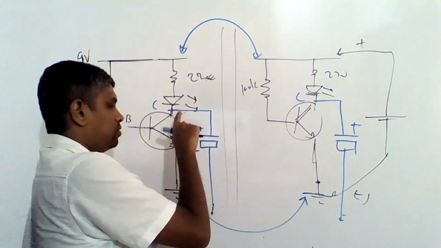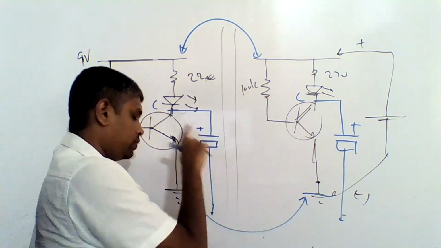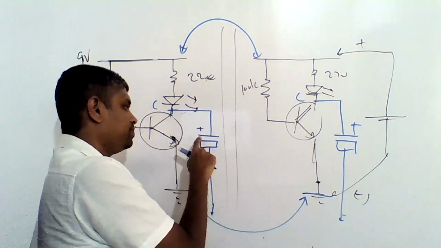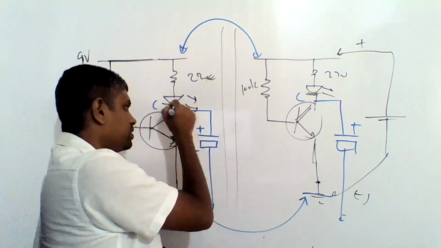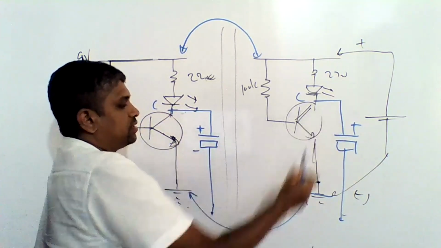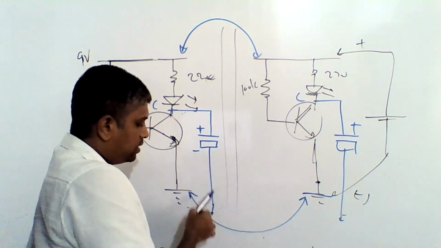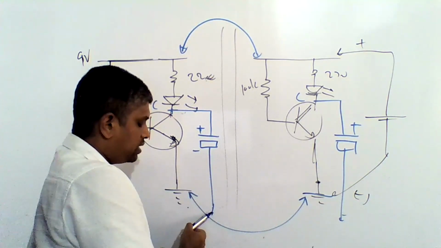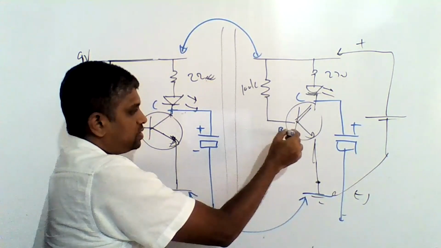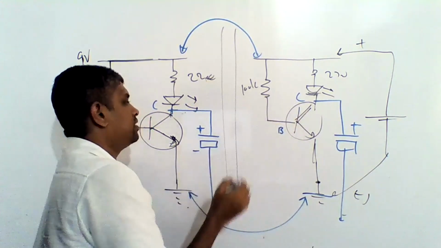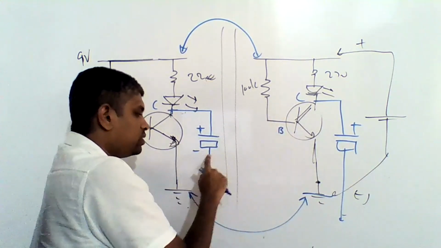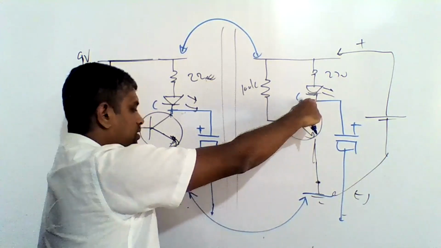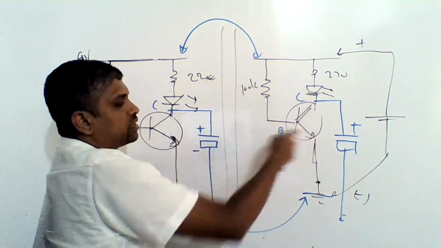For both transistors you have to connect two capacitors. The positive terminal of the capacitor is connected to the collector. Then the negative terminal must be connected to the base of the other transistor. This collector is connected to the base of the other transistor through this capacitor, and this collector is connected to this base through this capacitor, right?